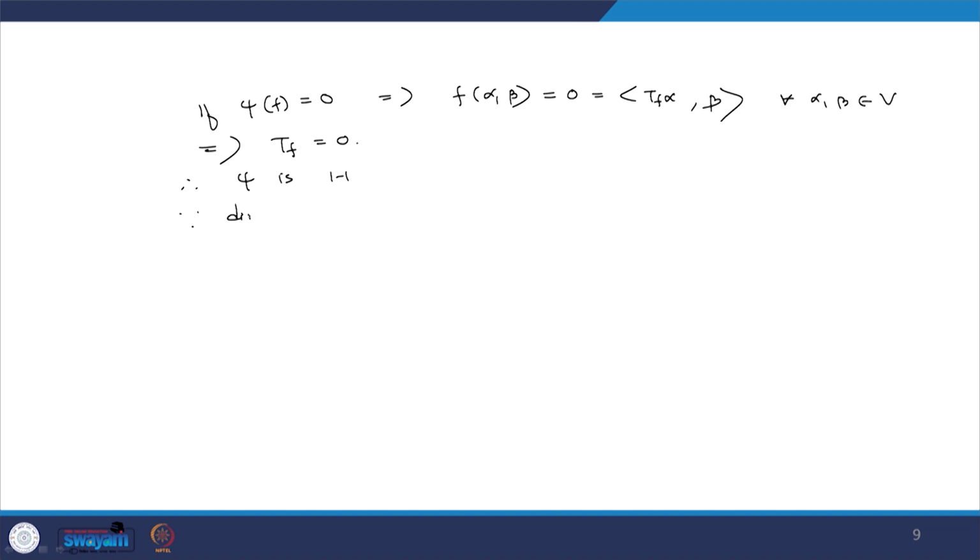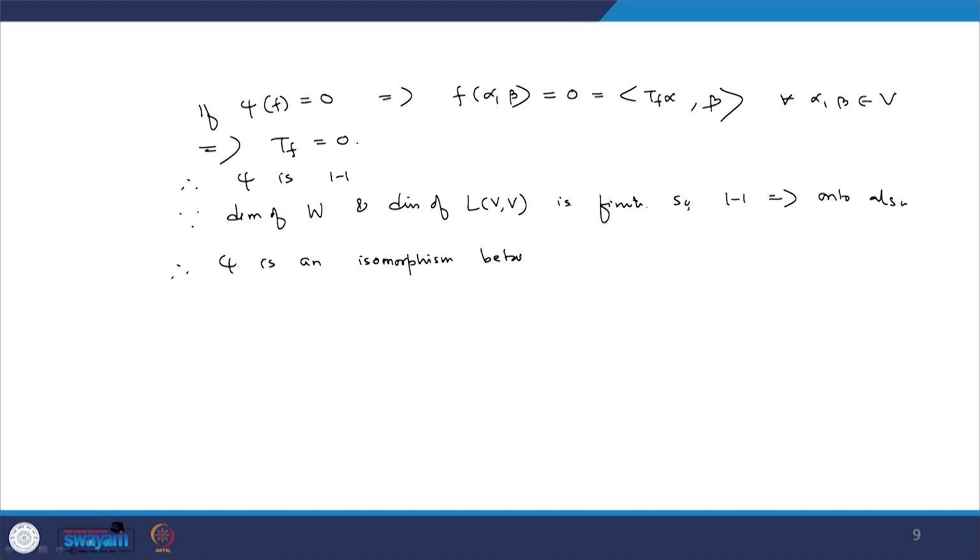Since the dimension of W and the dimension of L(V, V) is finite, one-one implies onto also. So, psi is an isomorphism between W and L(V, V). So, we see that for each form on a finite dimensional inner product space, there exists a unique linear operator T such that f of alpha, beta equals the inner product of T alpha and beta.